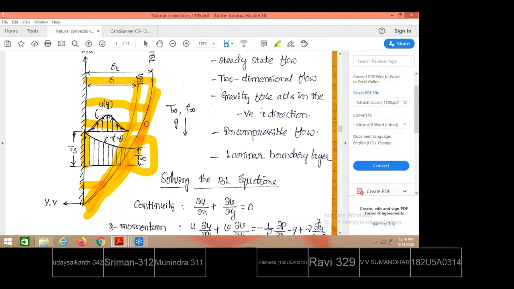Only within these boundary layers is the fluid undergoing the change of properties. So the fluid is undergoing the change of properties within the boundary layer, between the plate surface and the boundary layer only.